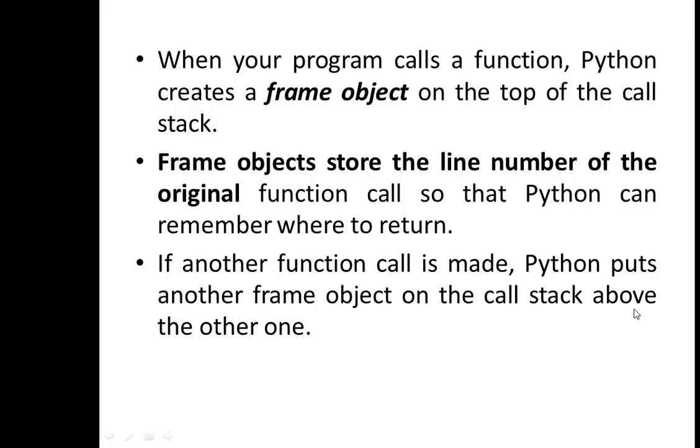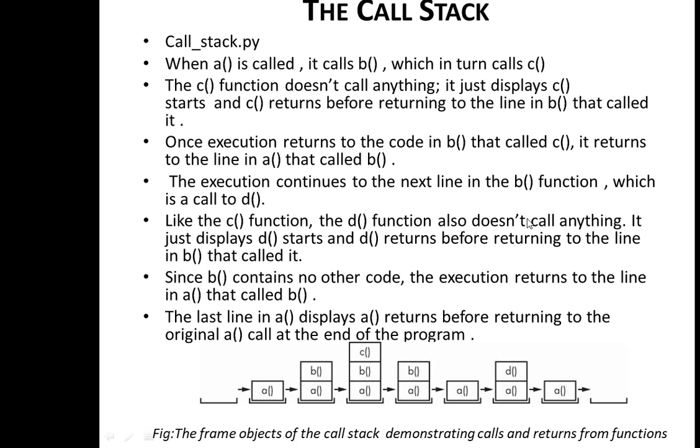Now, to revise, when a program calls a function, Python will create a frame object on the top of the call stack. Frame objects will store the line number of the original function. So that means the frame object stores the return address where it has to return when the function is exited. If another function call is made, then another frame object will be created above the other one. So let's see a simple program to understand this concept.